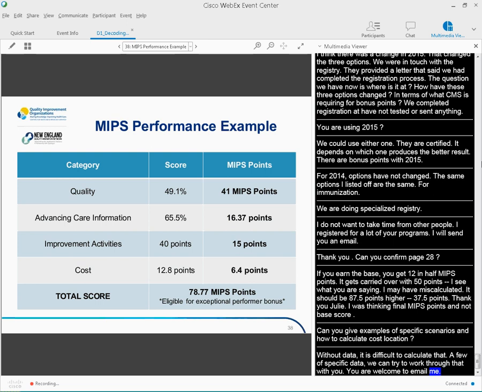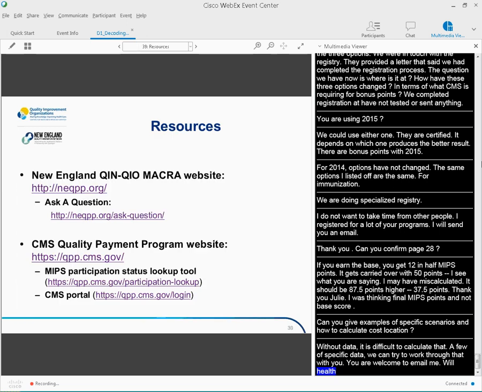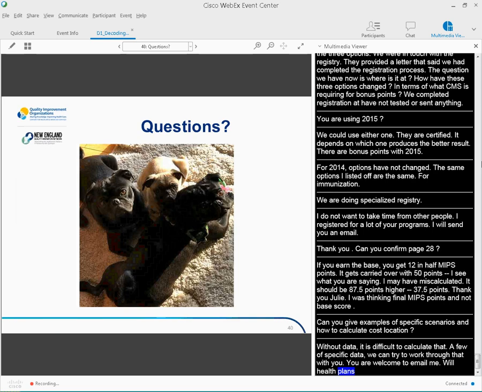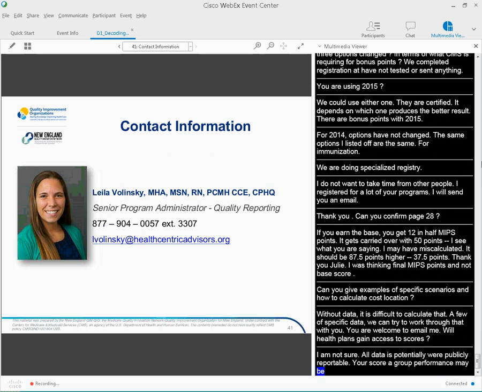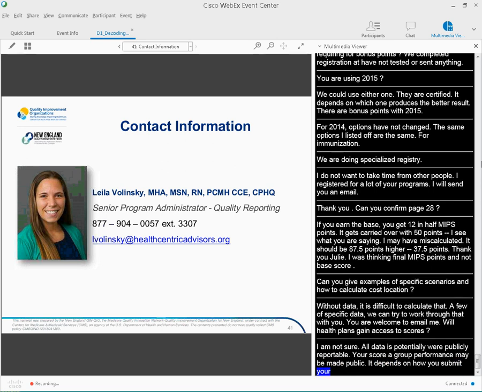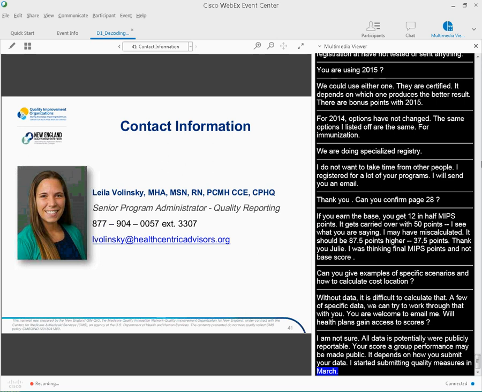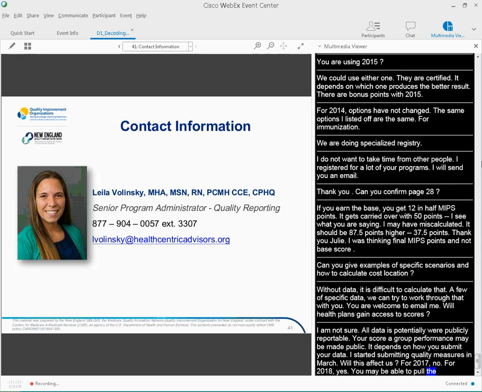Will health plans gain access to provider scores? Sheila, I'm not sure. All of this data is potentially publicly reportable, so your score and your overall group's performance may be made public, and in that case, health plans would have access to the scores, depending on how you submit your data. I only started submitting quality measures on 2018 claims in March. Will this affect us? So for 2017, obviously, no, you wouldn't have that. But for 2018, yes, you will have missed a chunk of time, but you might be able to pull that data in retroactively. Are all of those claims from March submitted and processed, I guess would be the question.